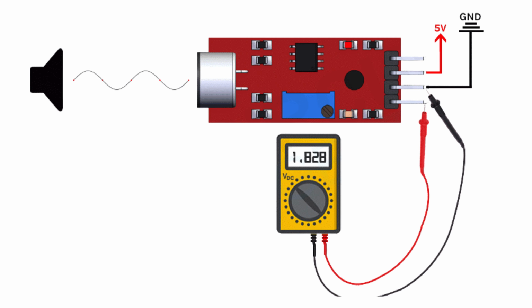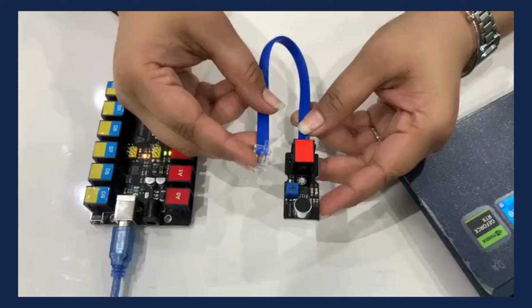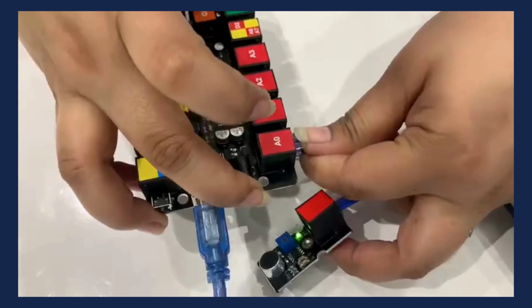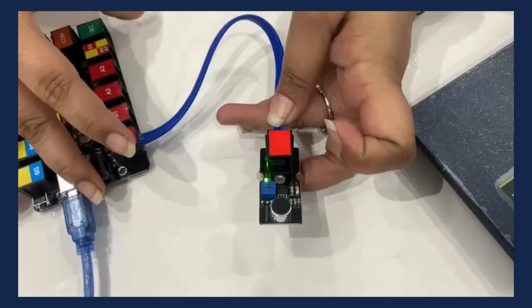For this project, we need a control board, an analog sound sensor, an RJ11 cable, and a USB cable. The analog sound sensor is used to detect the loudness of sound in the surrounding environment. It gives an analog output signal that changes depending on how loud the sound is. The sensor also has a small potentiometer that allows us to adjust its sensitivity, meaning we can control how easily it reacts to sound. Now let's understand the blocks used in the program.